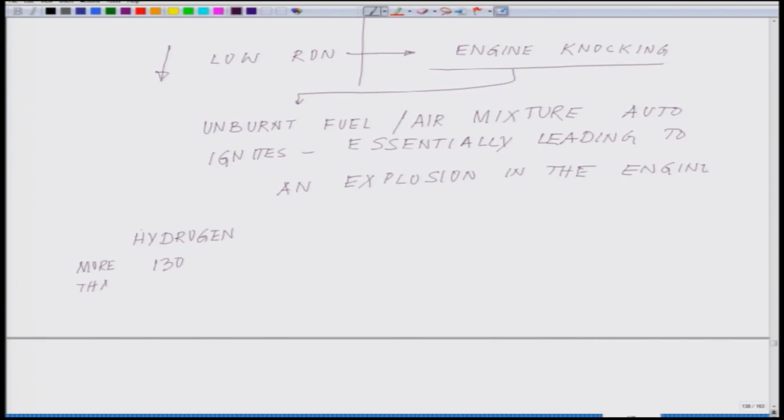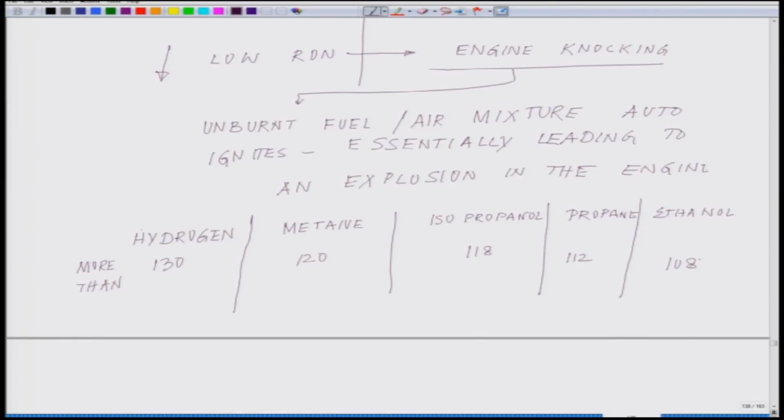Just to give you an idea about different kinds of octane ratings, you have methane, which is 120. You have isopropanol, which is 118. You have propane, which is 112, and you have ethanol, which is 108.